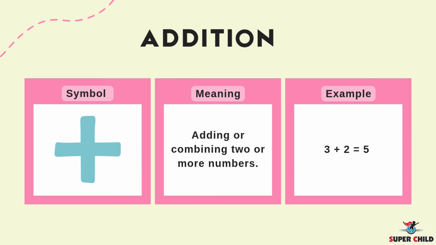The first one is addition. Yes, adding or combining two or more numbers is called addition. For example, 3 plus 2 is equal to 5. And the symbol of addition is plus.